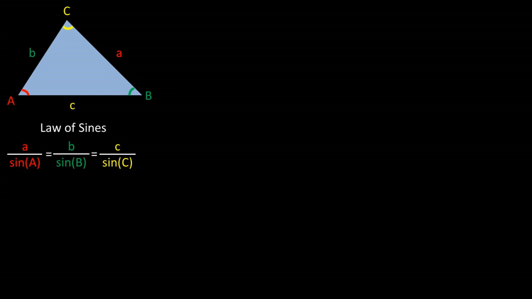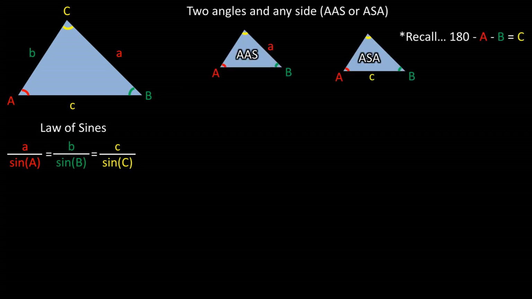Now there are two scenarios where the law of sines can be used to solve a triangle. First, if you have two angles and any side length. This is designated as AAS or ASA, which stands for angle angle side and angle side angle. Recall that if you have two angles, you can take 180 degrees total for the triangle minus the two angles to get the third angle.